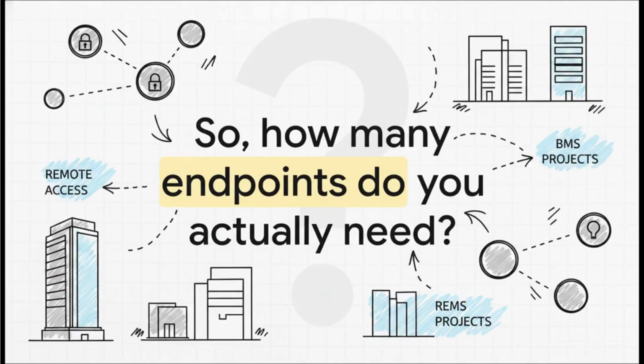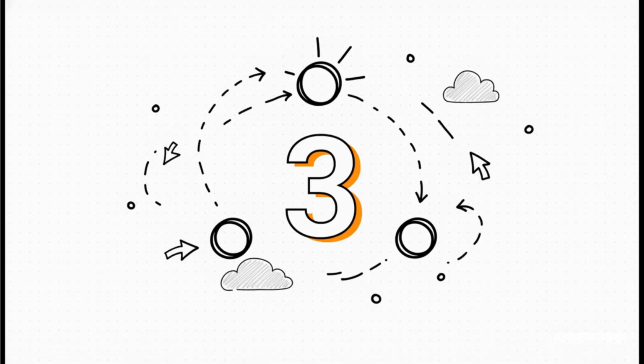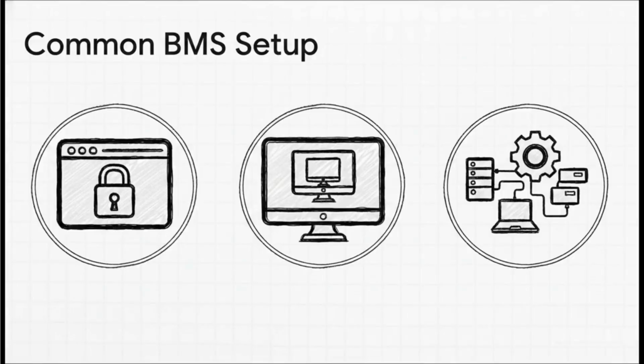Okay, so for a typical BMS project, how many endpoints are we actually talking about here? Let's find out. You're probably going to be surprised. Most projects only need 3. Yep, just 3, sometimes even less. Typically, that's one for your web UI, one for remote desktop, and one for your entire Workbench network.